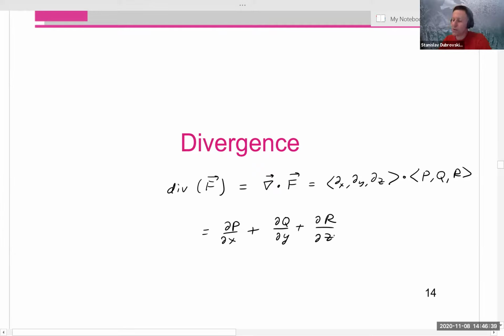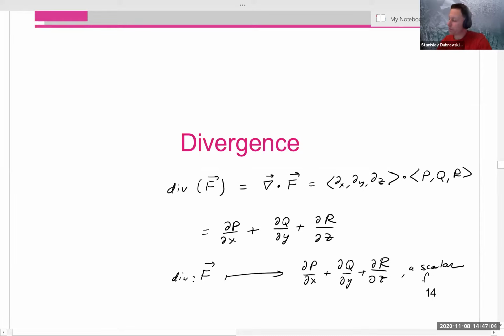In other words, divergence takes as an input a vector field and produces a function, produces a scalar, dP/dx plus dQ/dy plus dR/dz. That's a scalar function. Of course, it depends on x, y, and z.